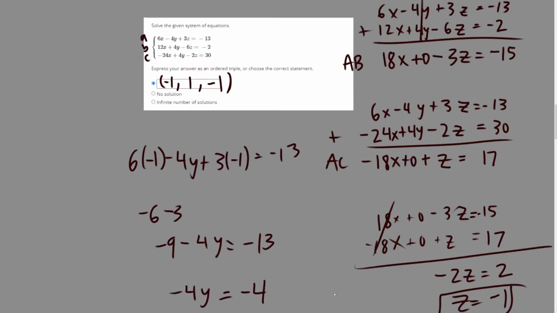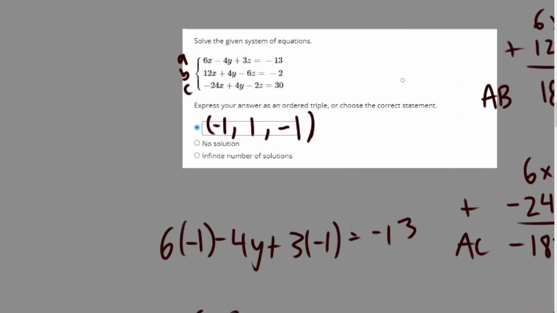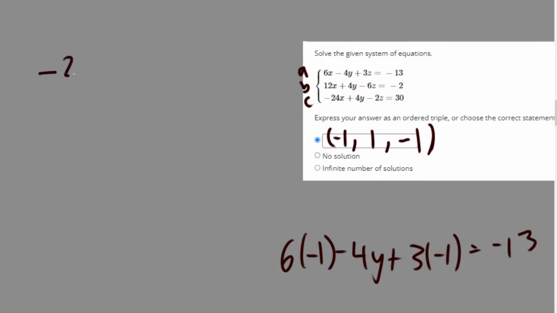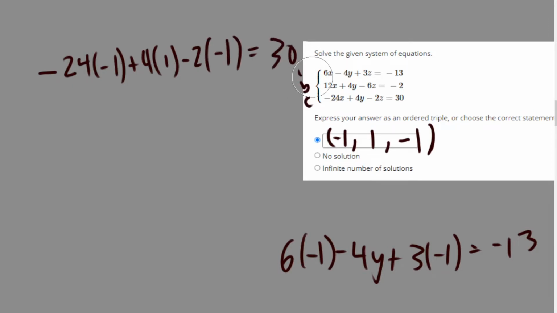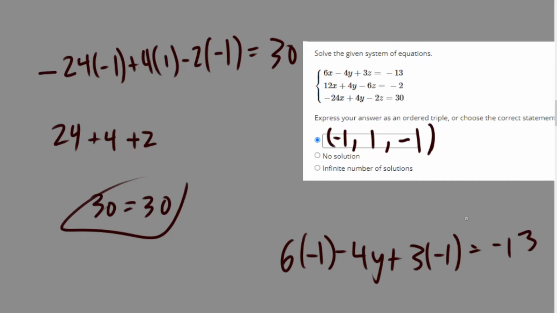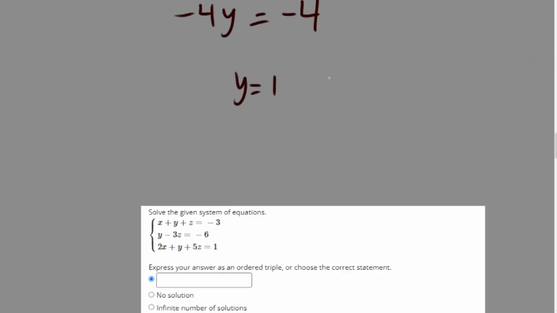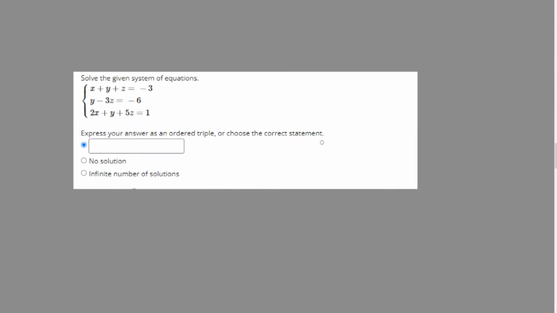And now what we can do is plug in these solutions to another equation. So negative 24 times negative 1 plus 4 times 1 minus 2 times negative 1 equals 30. Let's try that. You'll get 24 plus 4 plus 2, which is going to give you 30. 30 equals 30. So this is our solution: negative 1, comma 1, negative 1. Whew, that was kind of a hard one.